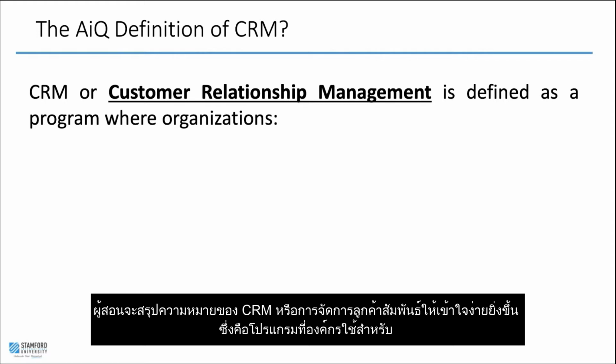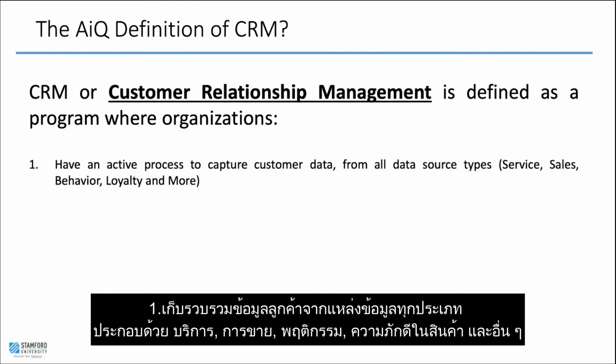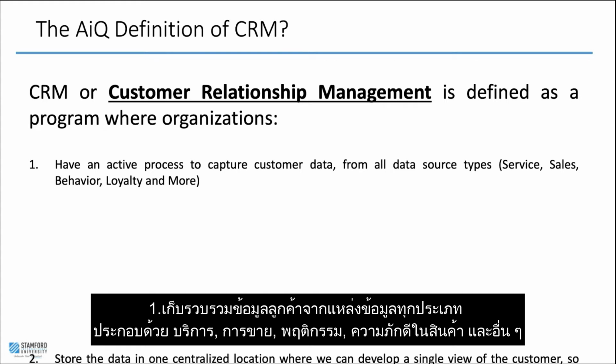So what I want to do now is simplify the definition of CRM, or customer relationship management, a little bit further. In my view, it's defined as a program where organizations can have an active process to capture customer data from all the different data sources that you have about a customer, whether it's service, their sales information, their behavior, which we covered in the last session, their loyalty, if there is a program, and many, many more areas where you may have data about a customer.